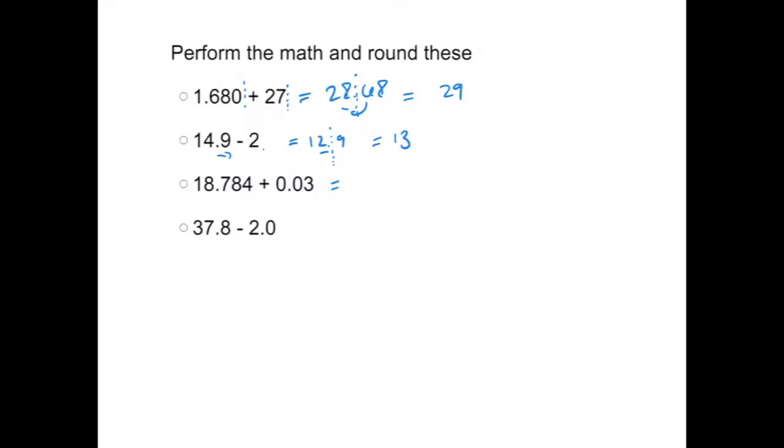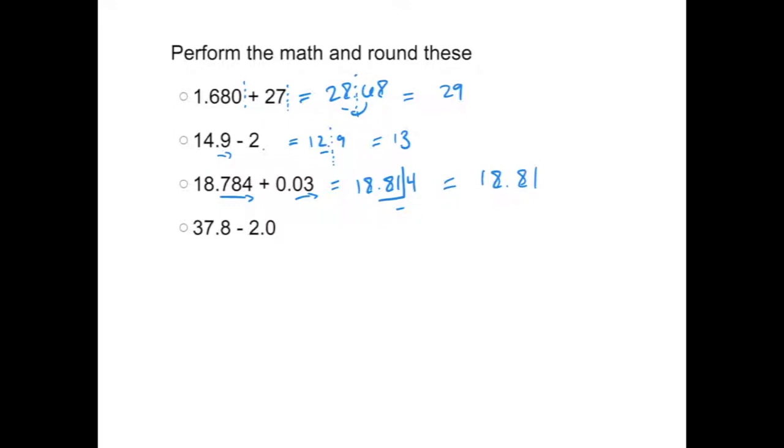The next one, I add 18.784 plus 0.03, and that equals 18.814. Now I double check my place values. This goes 3 past the decimal, and this goes 2 past the decimal. So I go 2 past the decimal, and I drop a line and say, okay, the 1 is the one that needs to get rounded, and it's followed by a 4, so it stays the same. So I figured out that this answer is 18.81. Now if this number was a 5 or greater, this number would round up, but since it's a 4, it just drops off, stays the same, and you drop off the ending numbers.